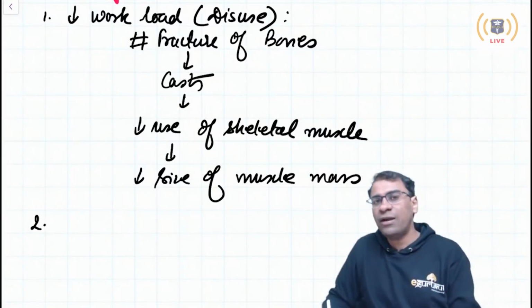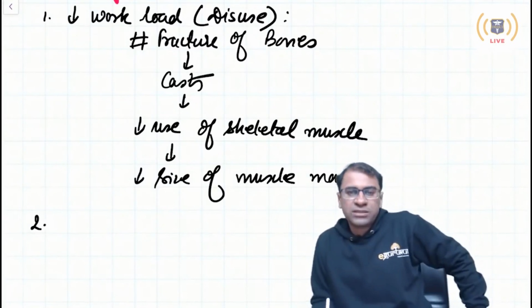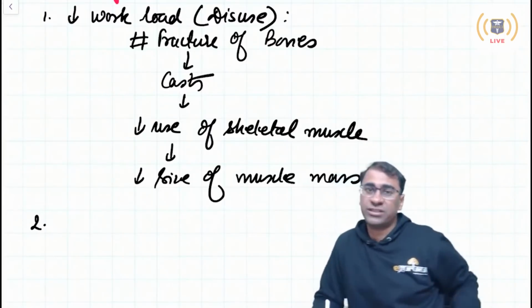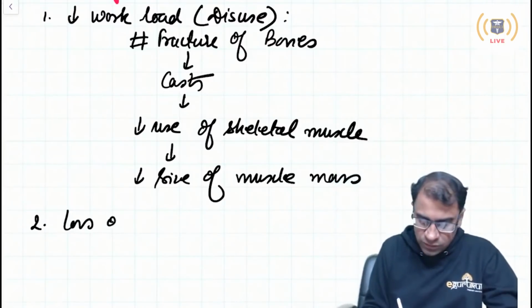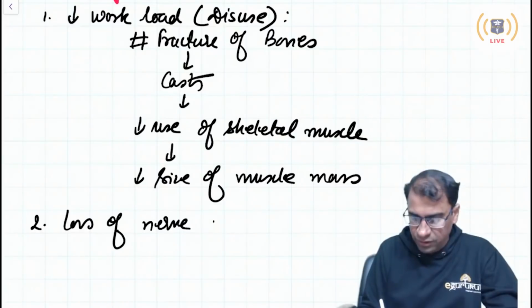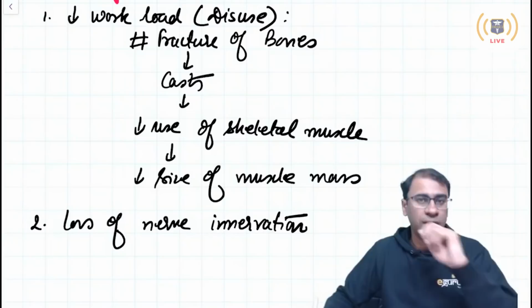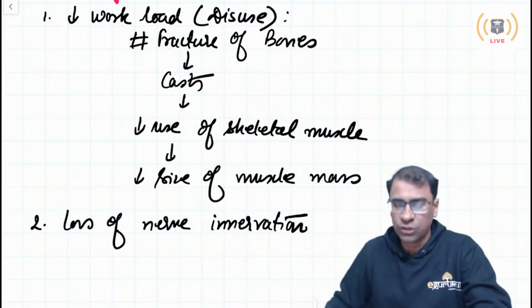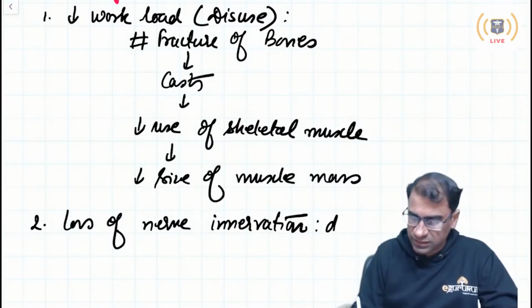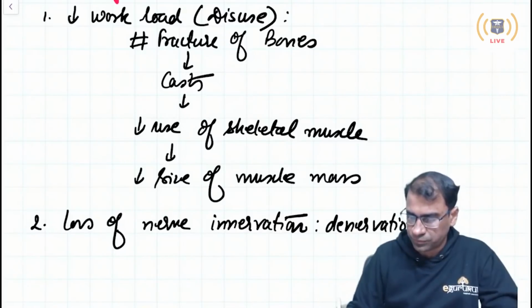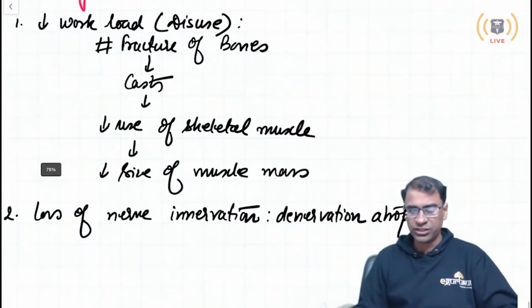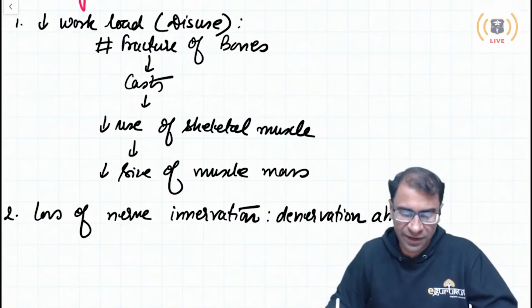The second one is loss of nerve innervation. This is called denervation atrophy. Now what is denervation atrophy? First, you write it down.